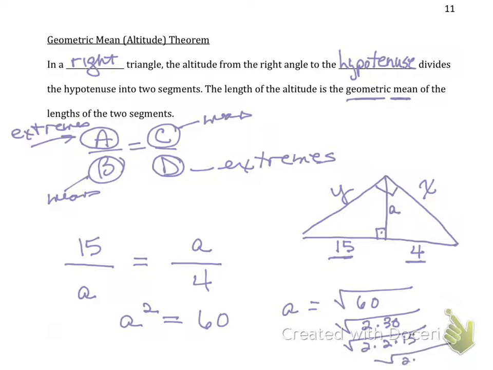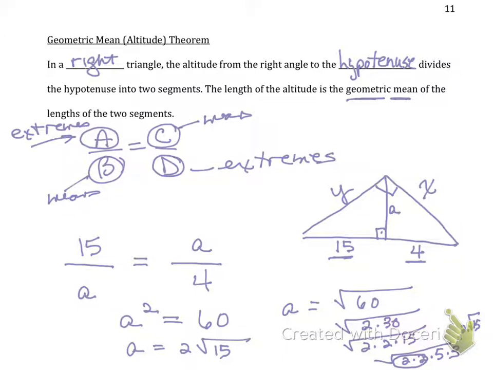which is 2 times 2 times 5 times 3. Pull out the double pairs as a single. The 2 goes in front, and the 5 times 3 stays inside, and therefore A equals 2 root 15. And that's our altitude. Okay? So this is the geometric mean example.